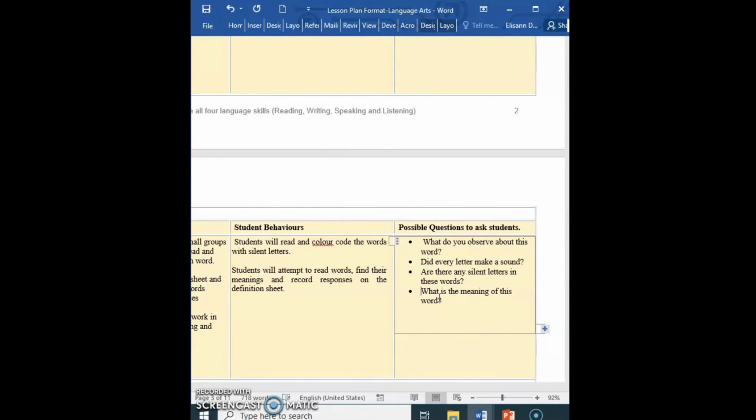What do you observe about this word? So we're looking at the words that I've presented to students in groups. Did every letter make a sound? So I'm trying to get some information from my students. Are there any silent letters in these words? What is the meaning of this word? So I want to hear my students' responses.